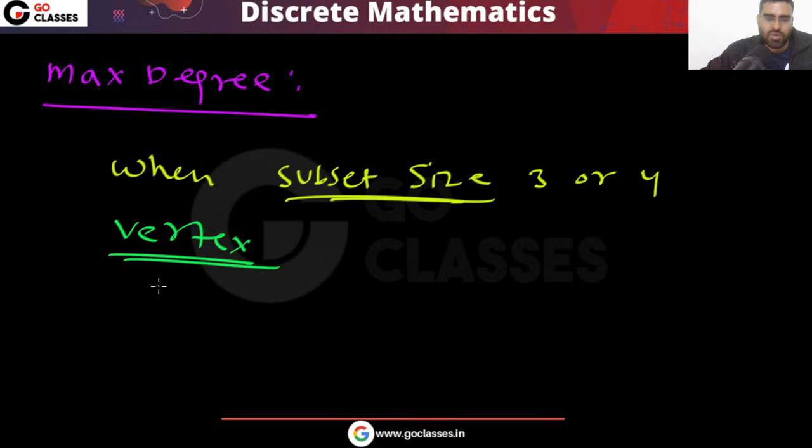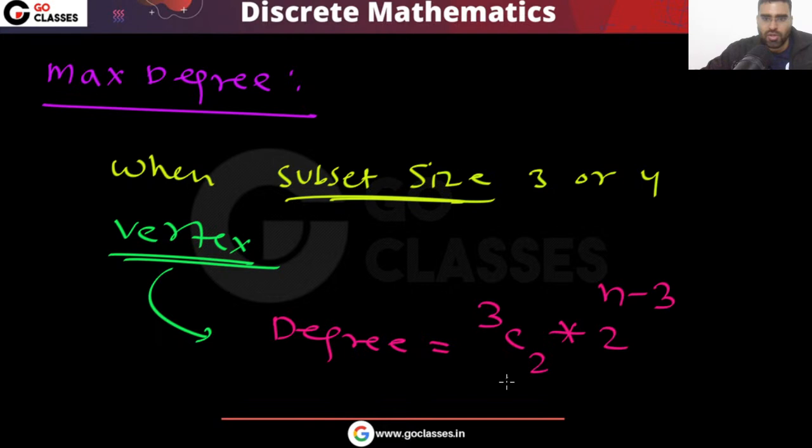For this vertex, what will be the degree? The degree will be very simple. From these 3 elements, you selected 2 elements and the remaining n minus 3 elements. Or this is the same as 4c2 multiplied by 2 power n minus 4. These are basically the same. So your answer will be this.